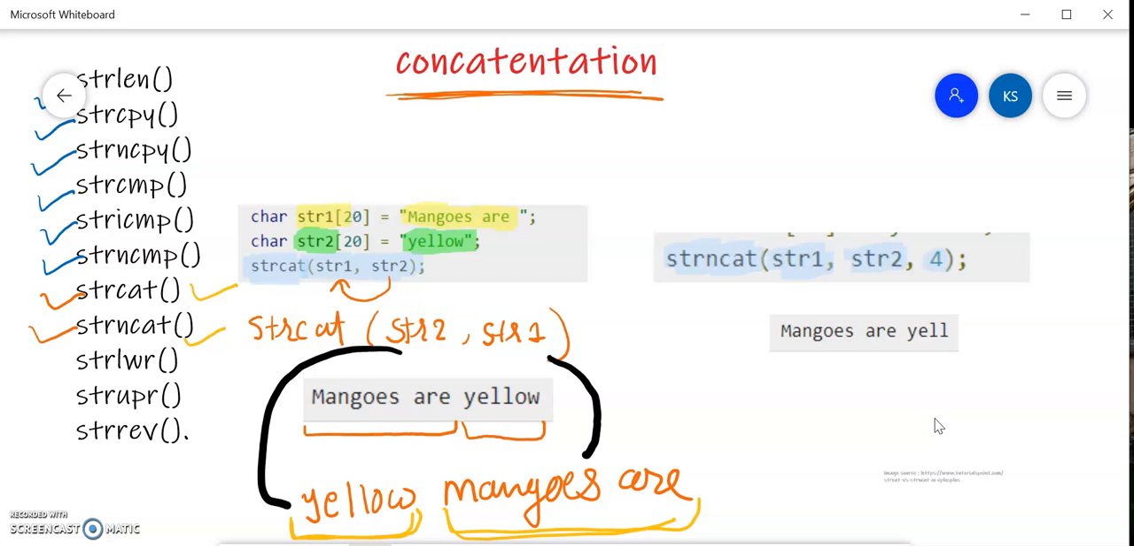So here if you observe, we have "mangoes are", this is your first string, right? But only 4 letters of string 2 you want to concatenate, meaning from string 2 take the first 4 letters. So our second string is "yellow", so we have taken "yell", only 4 letters. So this is about strncat. It's very easy, very simple. So this is about the string concatenation functions.